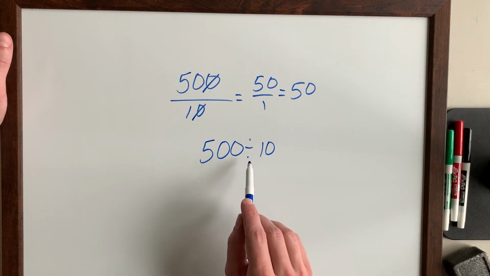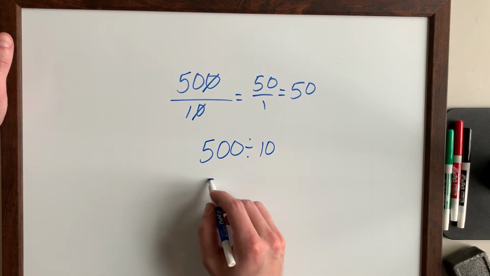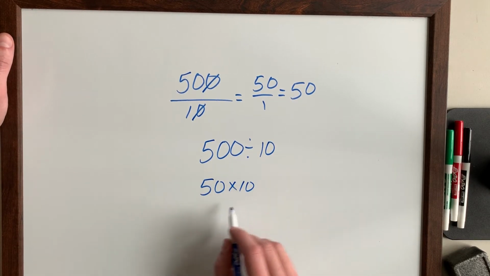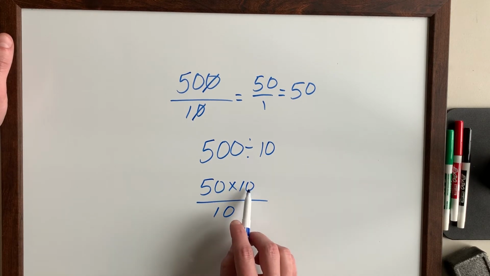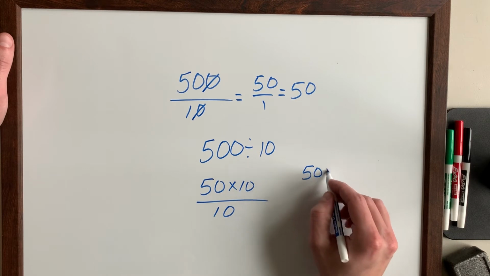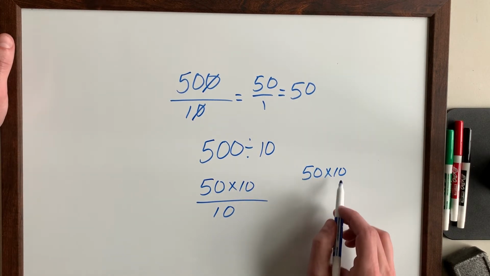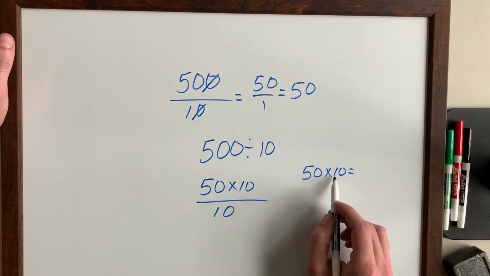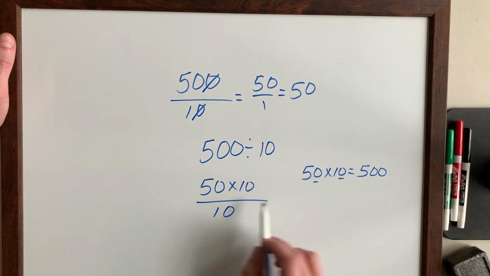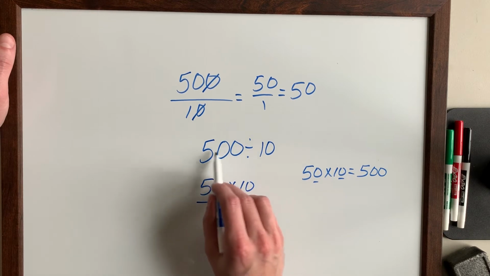Why does this work? Well, if I take the original problem, 500, and I write 500 as 50 times 10, 50 times 10 is 500. How do we know that? Well, we just did problems where we did powers of 10. 5 times 1 is 5, and I have 2 zeros. So 50 times 10 is the same as 500.